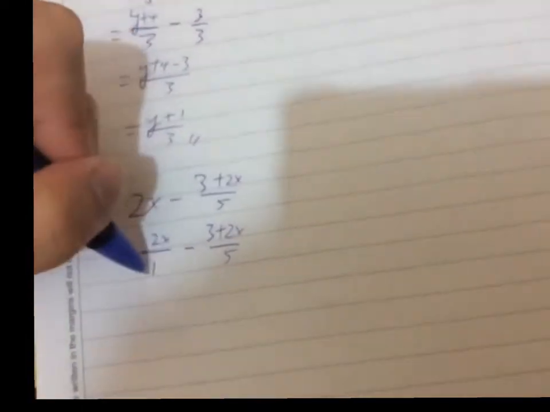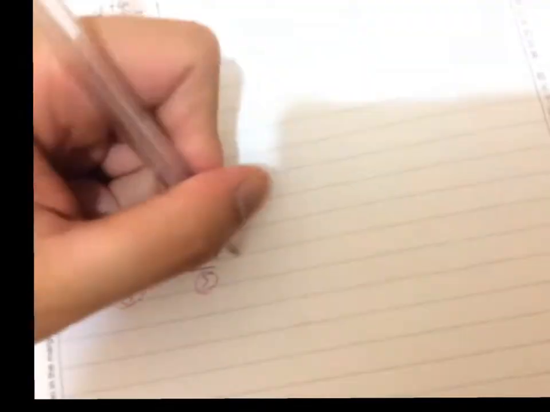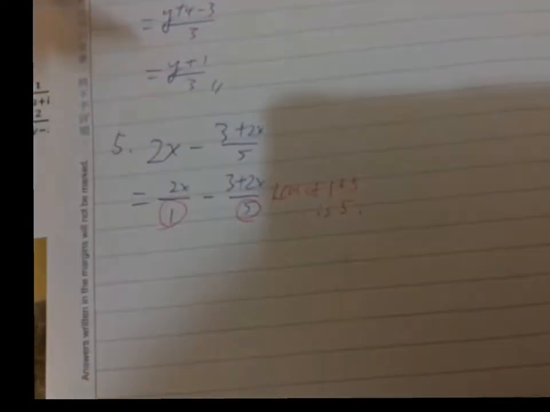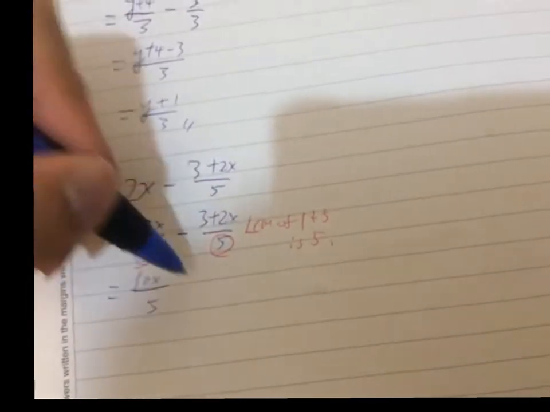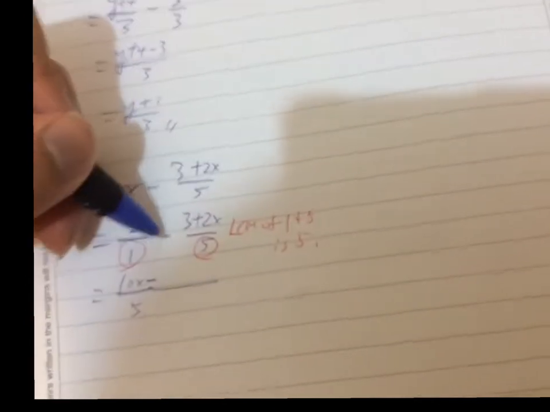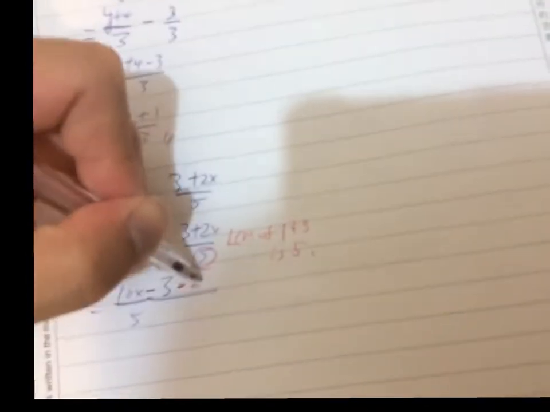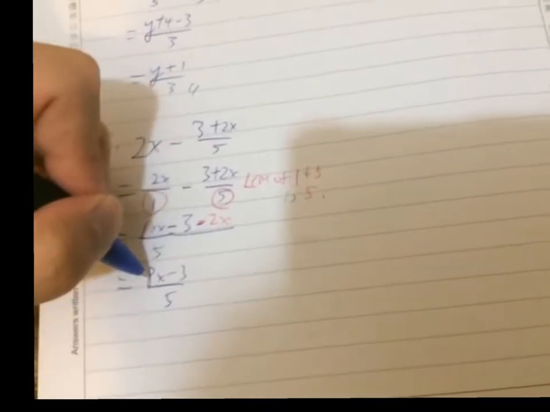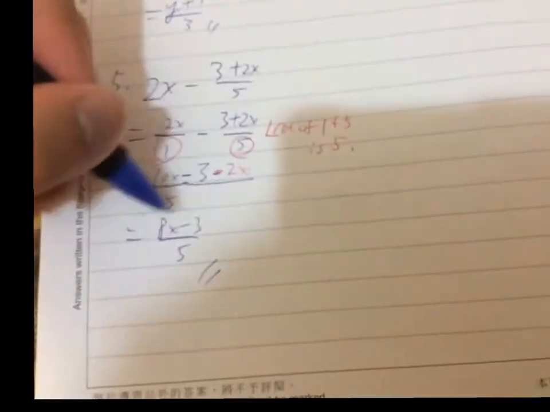You cannot do anything without finding the LCM. The LCM of 1 and 5 is obviously 5. So you just need to multiply 5 in the numerator and denominator of this term, and then the same denominator you can use. Minus 3, minus 2x, important, minus 2x, and then it will be 8x minus 3 over 5. 8x minus 3 cannot be 5x, because they are unlike terms, these two.